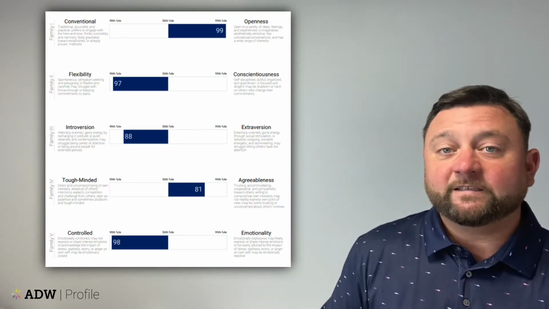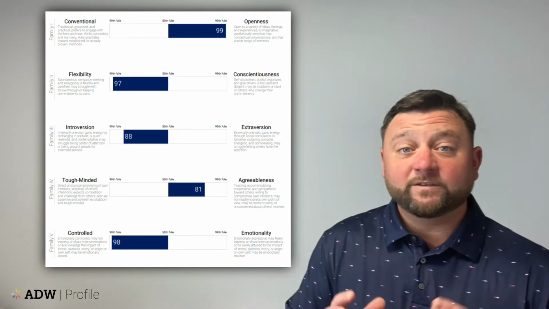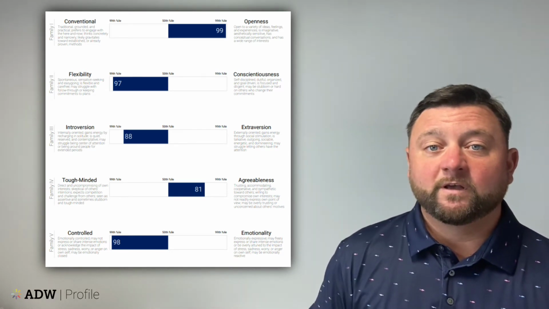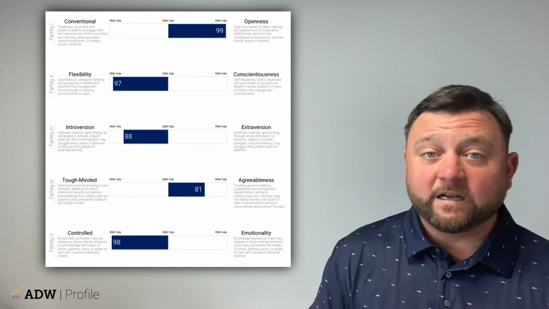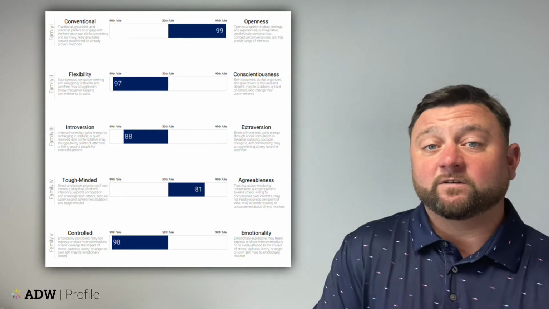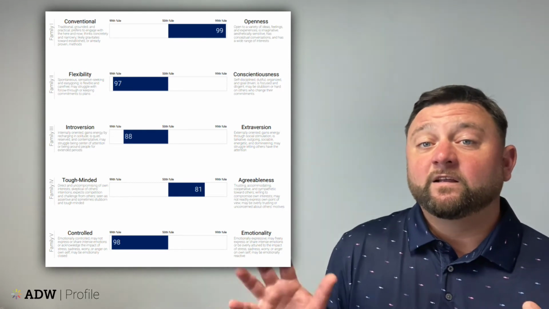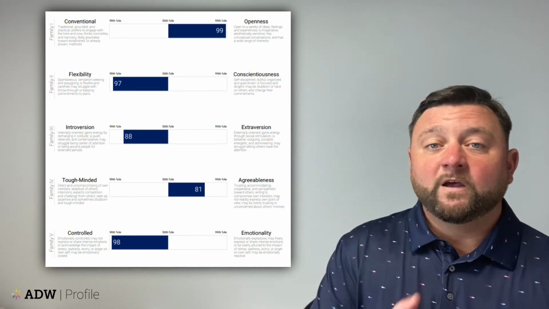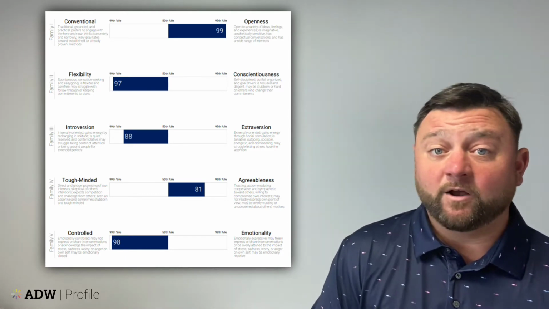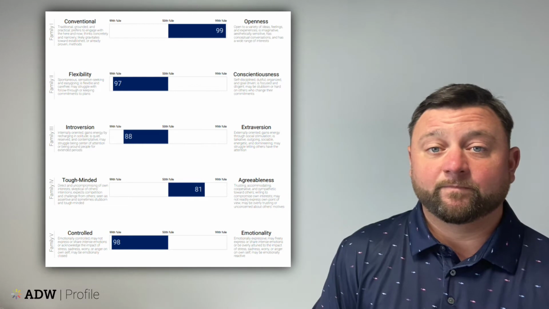Let's take a look. So here you'll see that this ADW profile report provides scores as a percentile standing compared to the norm group. In case you were wondering, the ADW profile was normed on over 25,000 adults ages 16 to 80 living in North America. You'll learn more about norm groups in the bell curve and the psychometrics modules.